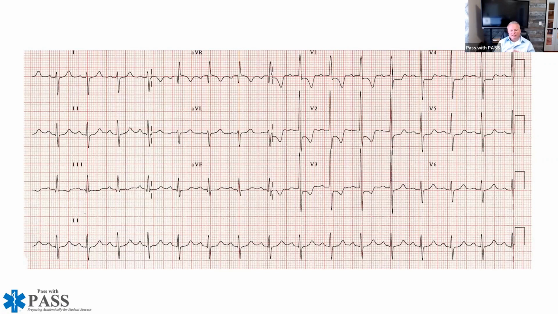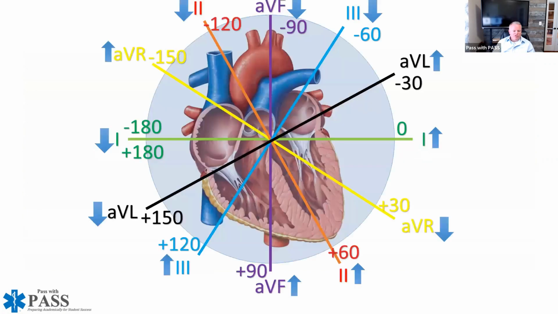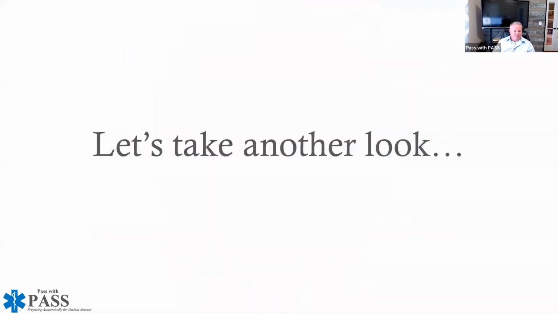If I use the hexaxial system, I'm looking at lead 2. Lead 2 tells me that based on our star of life, AVL is actually where I'm looking, and that is a negative deflection. So when I find that negative deflection in AVL, if I go back to my chart here, let's find AVL and find a negative deflection in AVL. And what does that end up telling you? Here's my negative, my blue arrow in AVL. That tells me that this patient is having a right axis deviation.